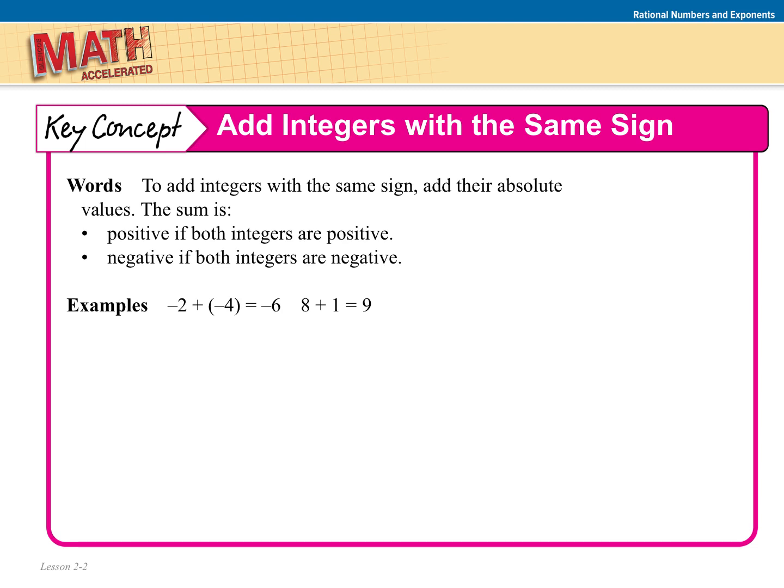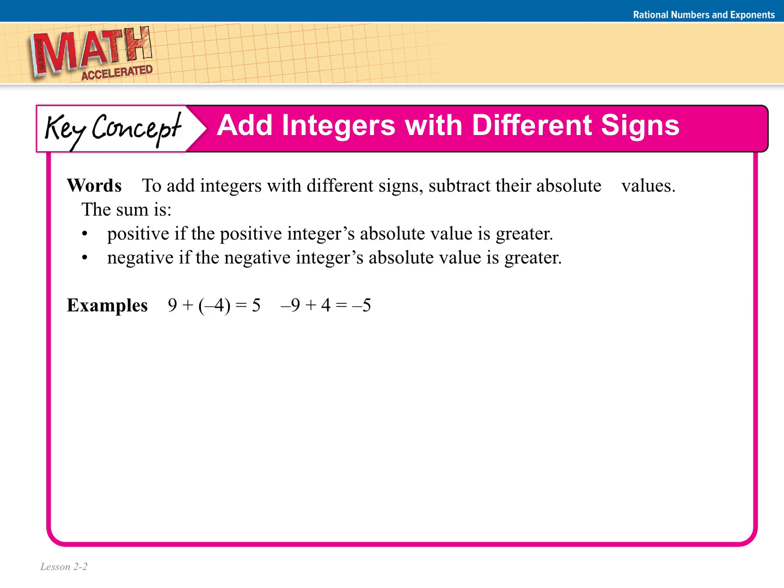Same thing here if we thought about it that way. What's the absolute value of negative 8? 8. What's the absolute value of 1? 1. 8 plus 1? 9. Okay.